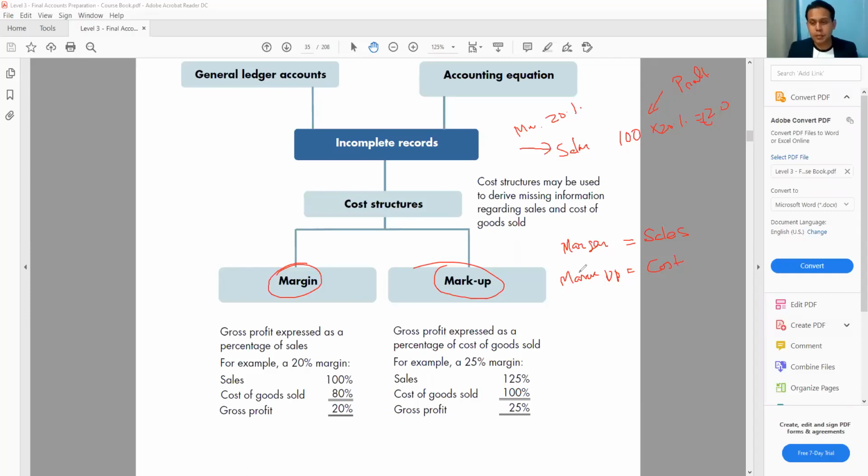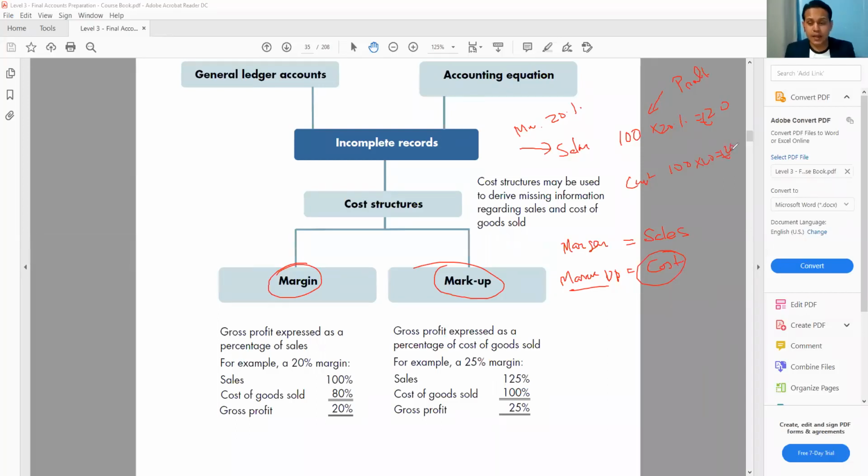But on the other hand, markup percentage is calculated on cost. For example, if I said my cost is 100, and my markup is 20%, so my profit will be 20%.